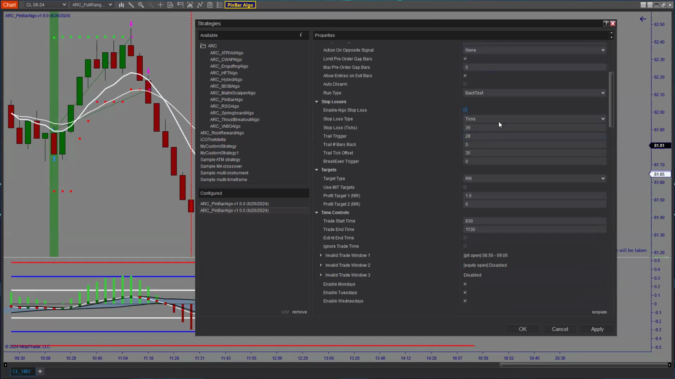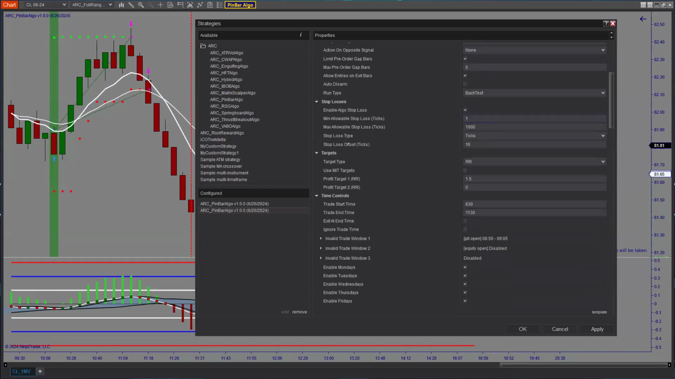Enable algo stop loss. So this is where you can tell the algo, I want to put my stop relative to the wick. Relative meaning if it's a positive number, it's going beyond that wick. If it's a negative number, it's going above that wick. You can choose ticks, ATR, so on.